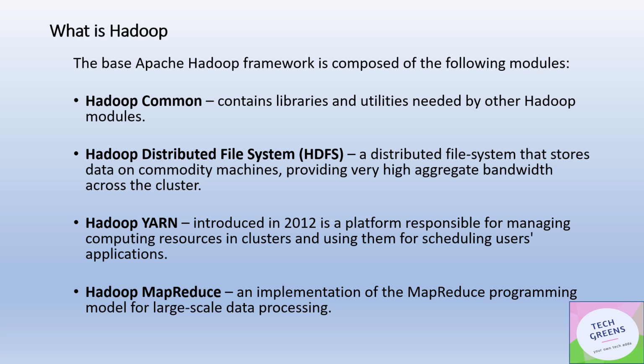The next component in line is Hadoop YARN. As I've told, it was introduced in Hadoop 2. It's responsible for managing the computing resources, scheduling of resources, and facilitating the data processing through MapReduce. The next component is Hadoop MapReduce. It is an implementation of the MapReduce paradigm model, which is meant to do the data processing for large or big data systems. So these are primarily the four components of the Apache Hadoop framework.